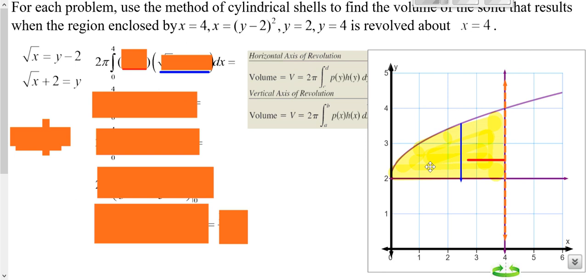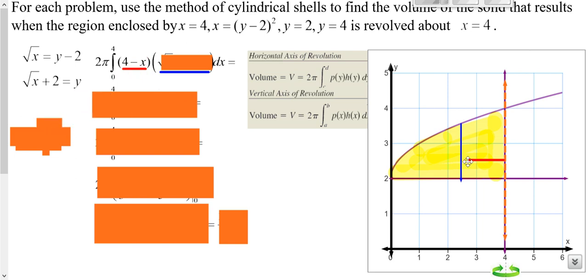So your radius is going to be going from your axis of revolution into your shaded region. So it's either x minus your axis of revolution or axis of revolution minus x. Remember, it's always bigger minus smaller, so it's going to be right, which is 4, minus what's on the left, which would be x. So 4 minus x is going to be your radius.